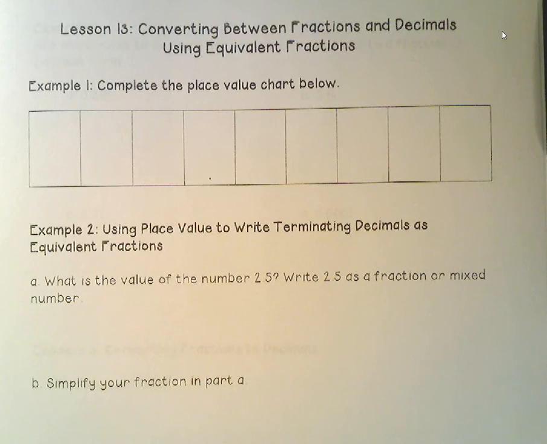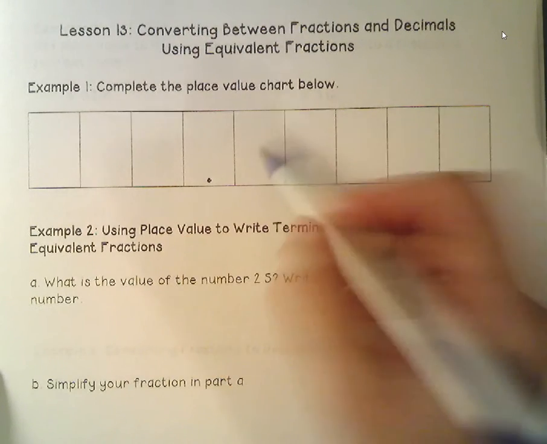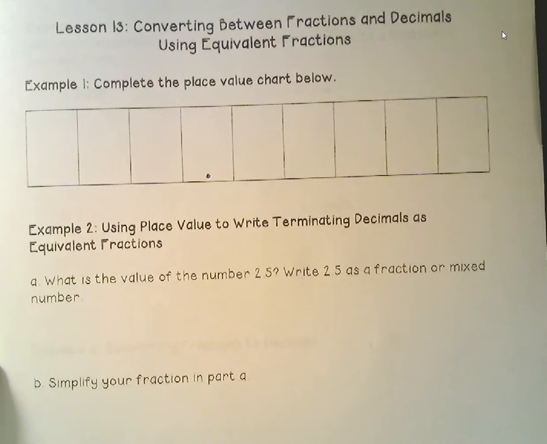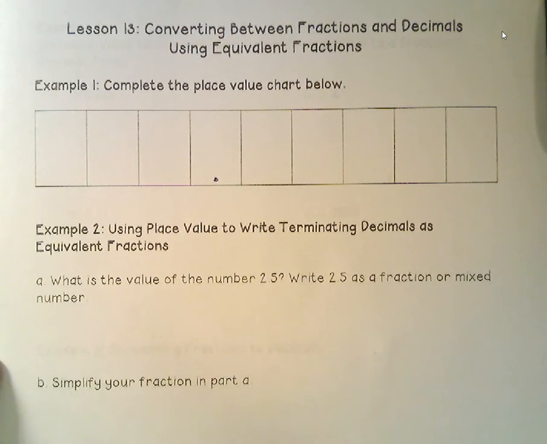So first of all, we want to remember what decimals are. Decimals are numbers that have a decimal point, and every number after the decimal signifies a number out of 10, or multiples of 10, rather. Also, decimals are fractions, just written in a different form. And today we need to learn how to convert them using equivalent fractions. So let's complete the place value chart below, just to remember what it is.